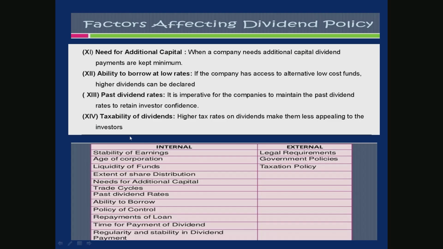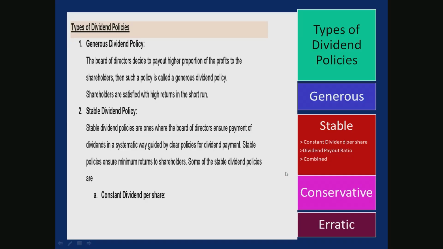To summarize, the factors influencing dividend policy can be classified as internal and external. Stability of earnings, age of corporation, liquidity of funds, extent of distribution, needs for additional capital, trade cycles, past dividends, ability to borrow, policy of control, repayment of loans, time of payment of dividend, regularity and stability in dividend payment are internal factors. Legal requirements, government policies and taxation policy are external factors.